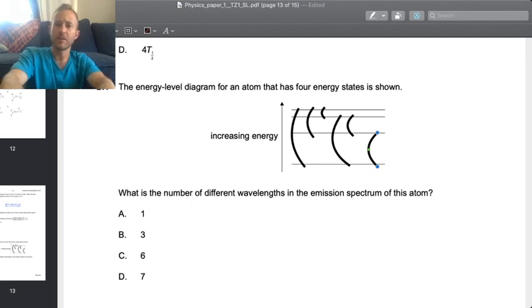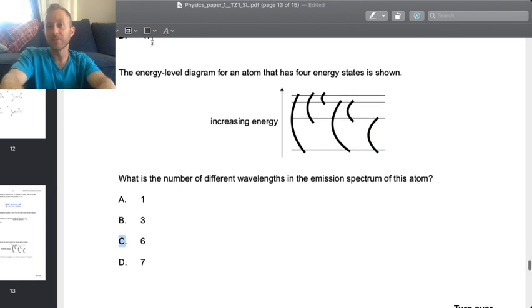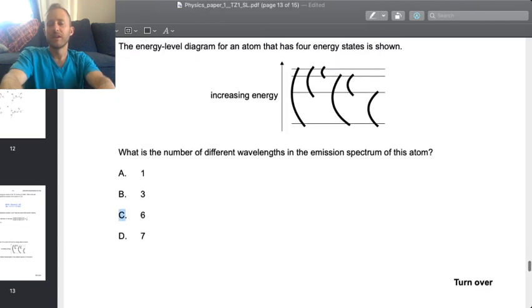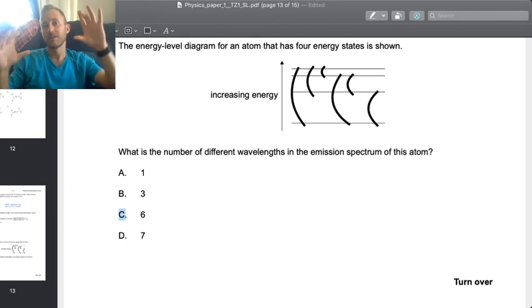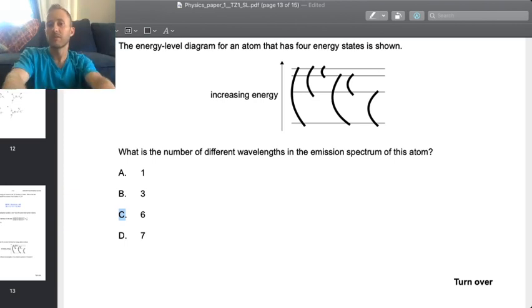So if I count up the number of lines, I see there are 6 lines. So that means that there must be 6 different wavelengths that we could get. That's assuming that each of these jumps has a different size, which I'm assuming that they are. Because if, for example, 2 jumps by coincidence had the same size, you would get the same wavelength for each one.